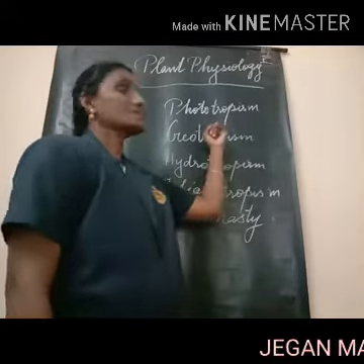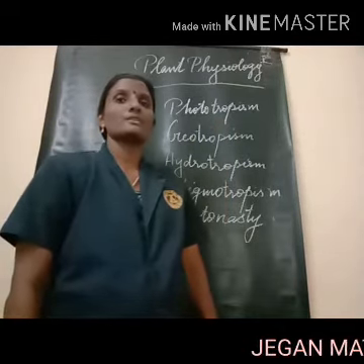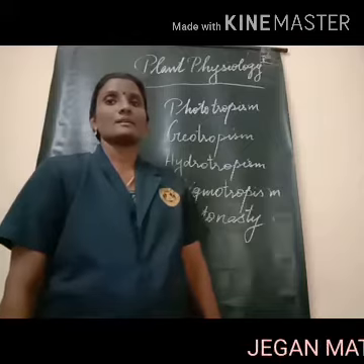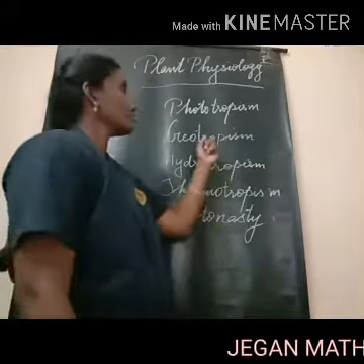Today, we are going to see about plant physiology. Let us recall what we have studied in previous class. First one is phototropism. It is unidirectional movement of a plant part to light stimulus.